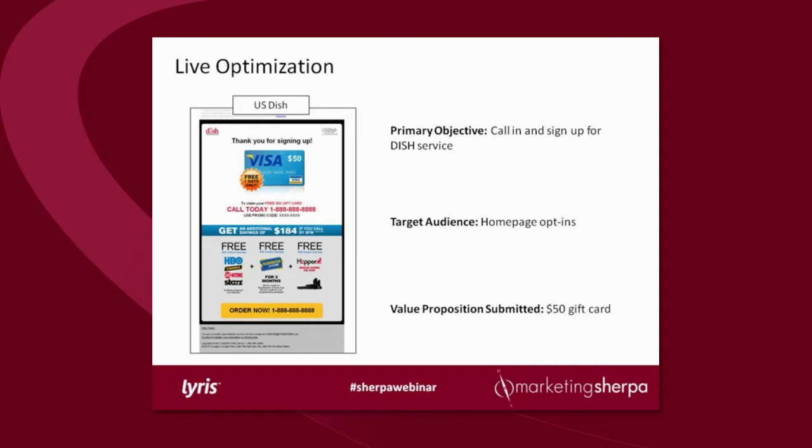So let's take a look at this first optimization. The primary objective is to call in and sign up for dish service. The target audience is homepage opt-ins, and the value proposition submitted is a $50 gift card. Let me first say, a $50 gift card is not a value proposition. We don't mean that in a bad way. That's an incentive, and let me tell you what I mean.